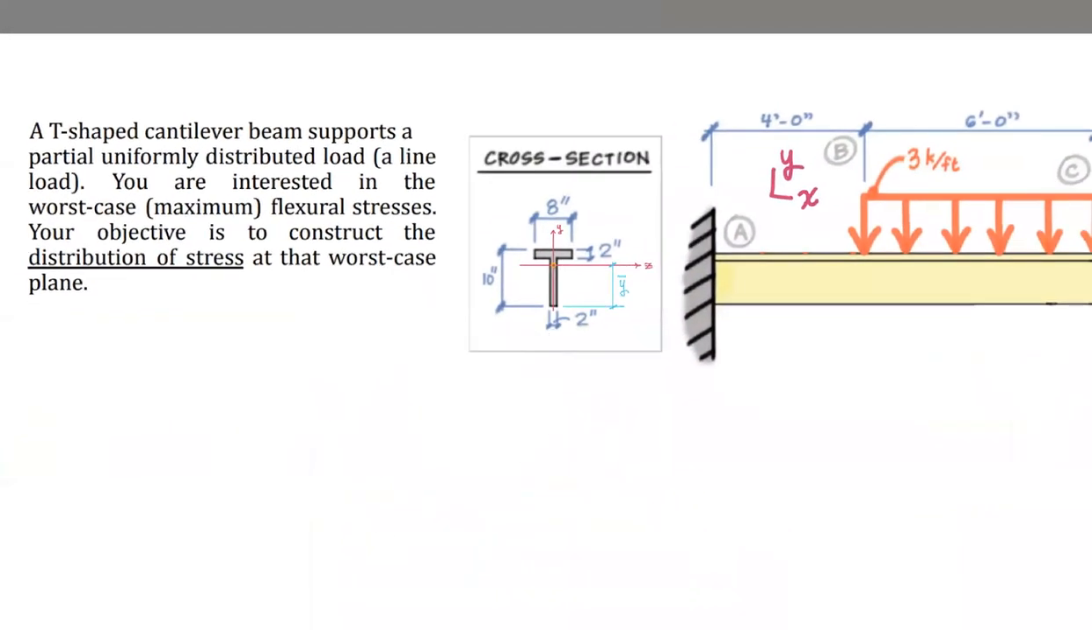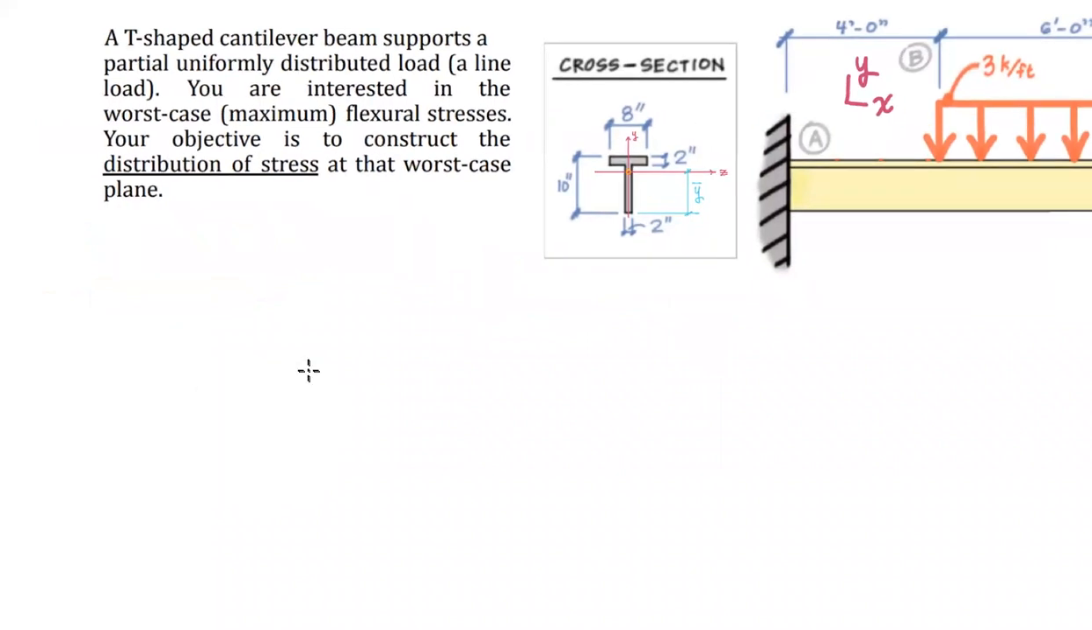And that includes, let's see, we want to figure out the worst case flexural stresses. And once we figure out where those worst case flexural stresses are, we want to construct the distribution of stress, or stress distribution, at that plane. This is just a mathematical function that shows how flexural stresses vary from the top fiber to the bottom fiber through position coordinate Y.